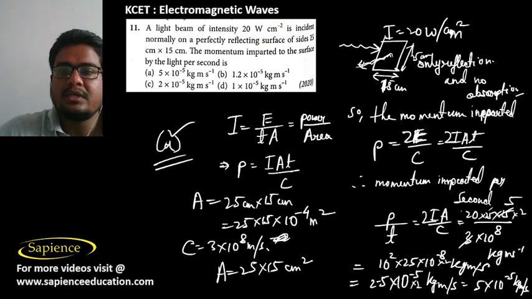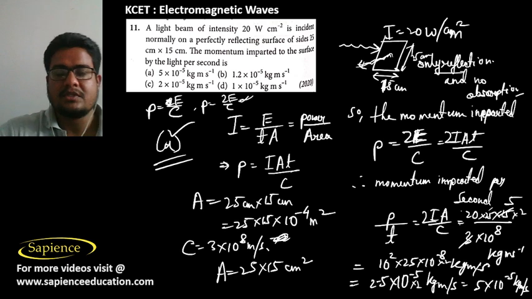When there is only absorption, then the momentum will be given as E by C. When there is only reflection, it will be given as P is equal to 2E by C.